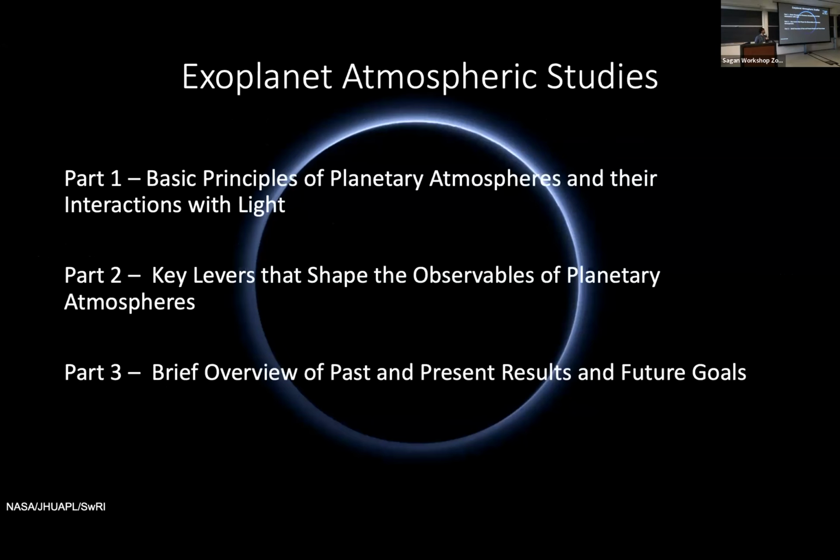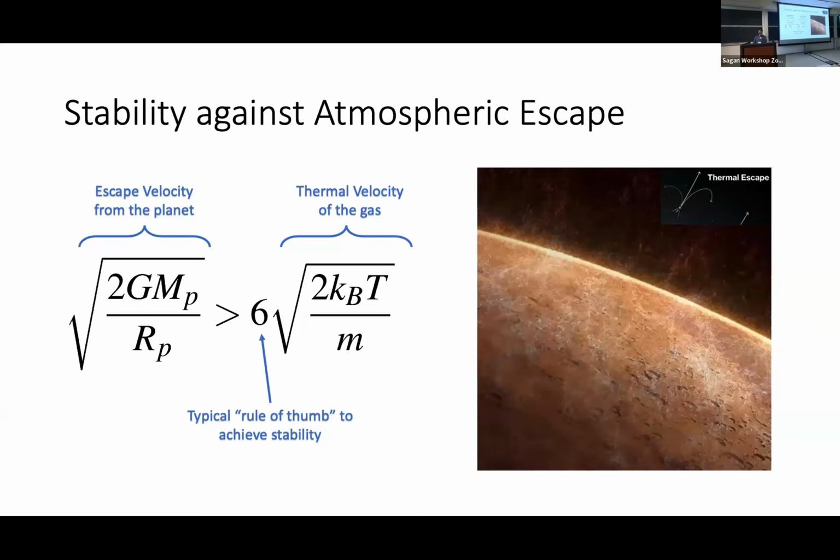So in this talk, I'm going to cover in part one some basic principles underlying planetary atmospheres and their interactions with light. Then we'll talk about key levers that shape the observables of planetary atmospheres. And then in part three, I'll give a really brief overview of past and present results for direct imaging spectroscopy of exoplanet atmospheres and touch on some future goals. We'll be hearing a lot throughout this week about past, present, and future direct imaging results, so I hope to highlight some of the future talks this week that will be fantastic and dive into more details. So let's jump right into part one.